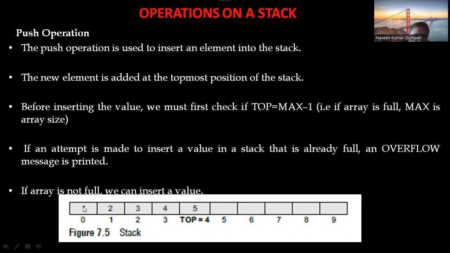And you can see here, in the rectangle boxes or memory locations, we have stored values. So these are the values 1, 2, 3, 4, 5.